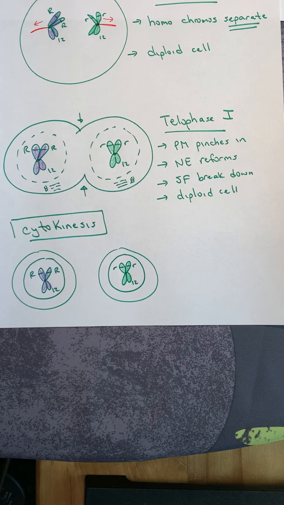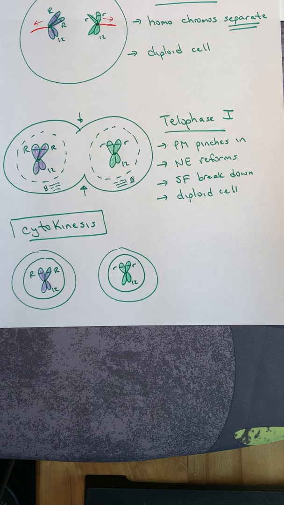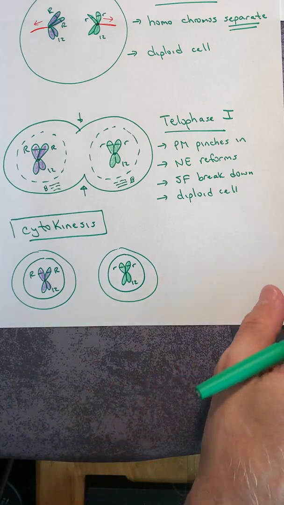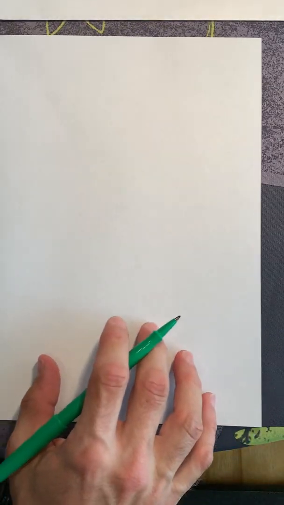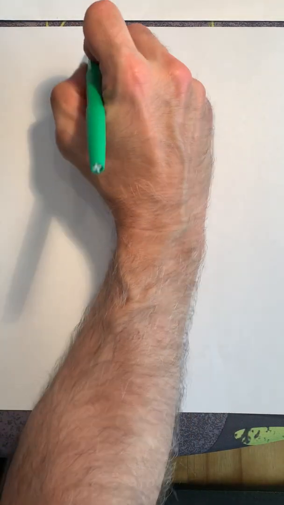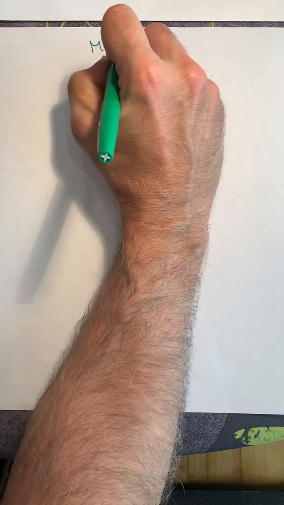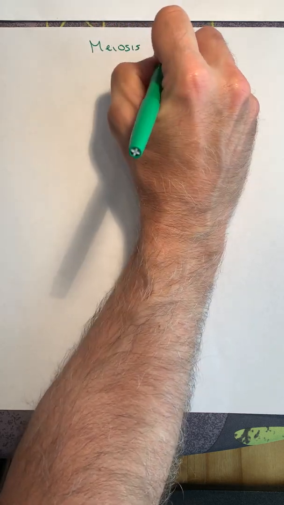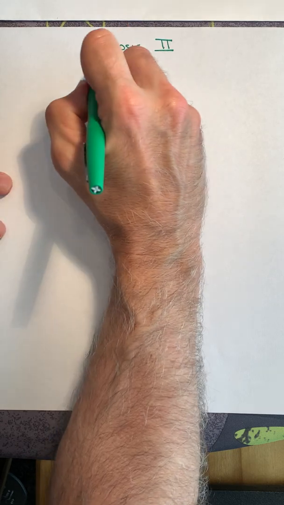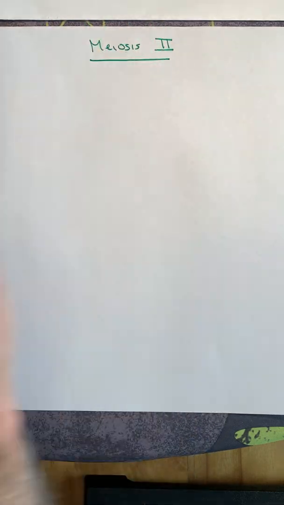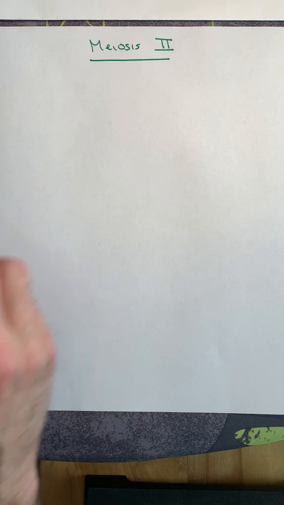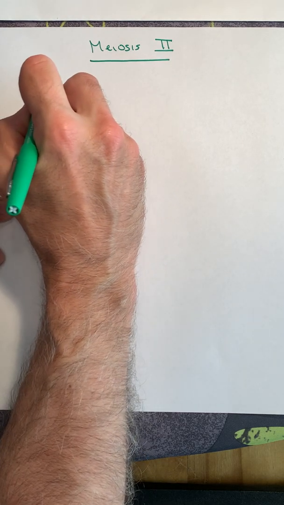So now what we need to do is go through meiosis 2. And this is even easier. Meiosis 2 is prophase, metaphase, anaphase, telophase all over again. Okay? Except it's only with one chromosome. So what we're addressing here now, this is meiosis 2. See, there's two cell divisions in meiosis. So we call the first one meiosis 1, and we call the second one, ready? Meiosis 2.